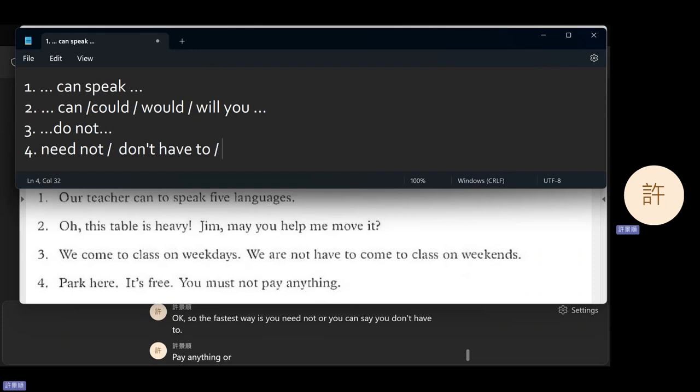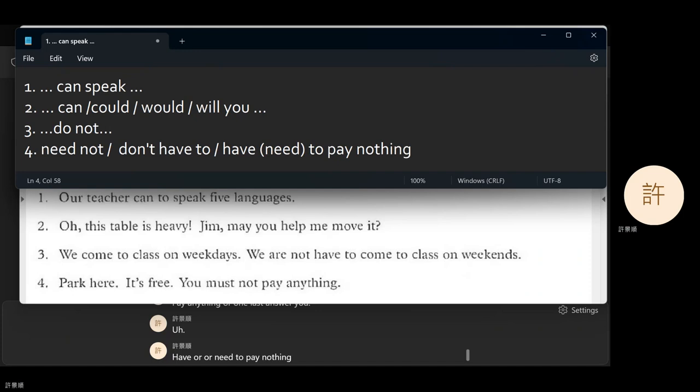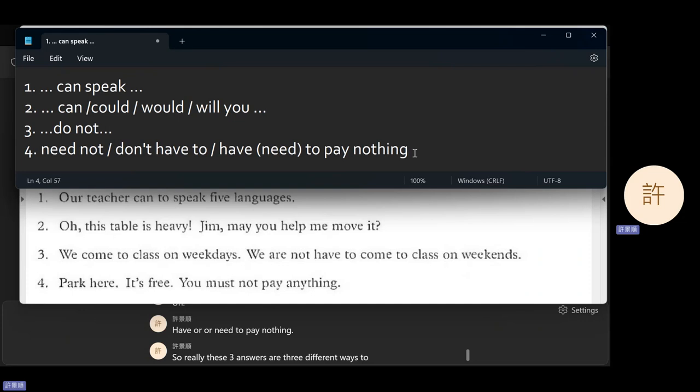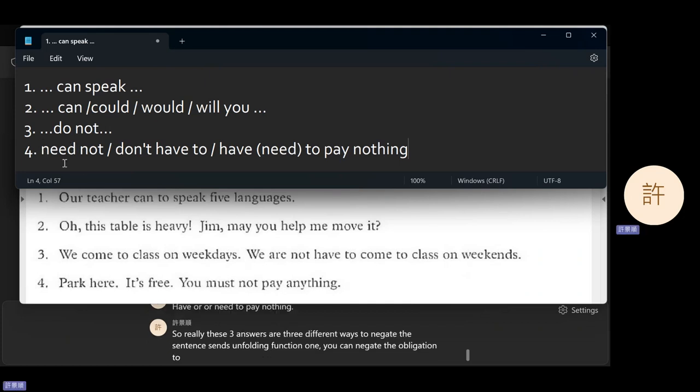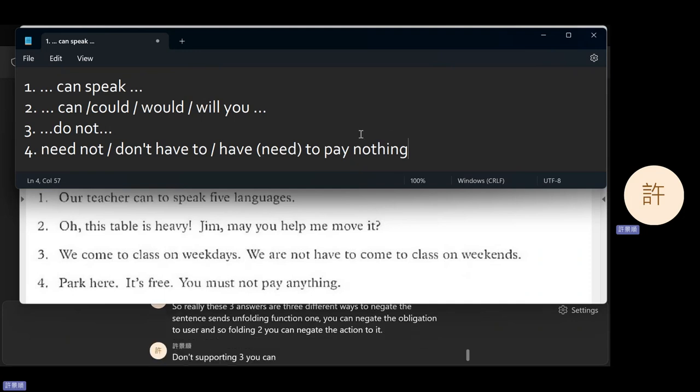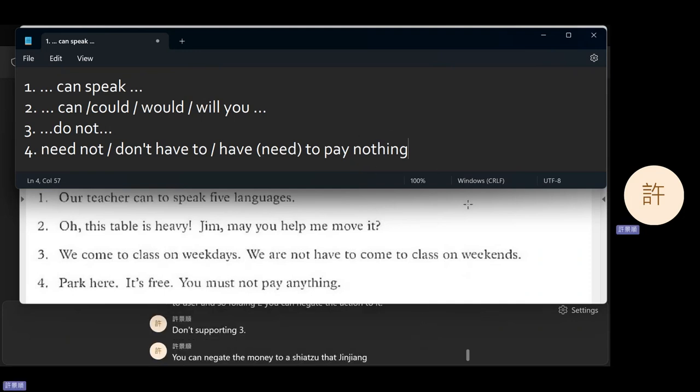Or one last answer, you have or need to pay nothing. So really these three answers are three different ways to negate the sentence. 三种否定方式. One, you can negate the obligation, 对于义务责任做否定. Two, you can negate the action, 对动词否定. Three, you can negate the money, 对需要支付的金钱做否定. You have three options.